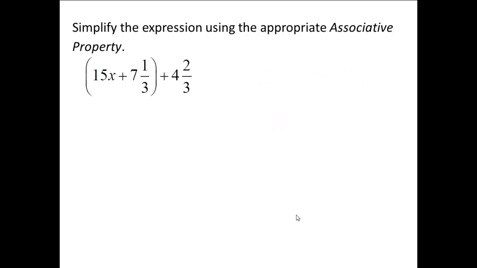We will use the associative property of addition to simplify this expression. The terms being added are 15x plus 7 1/3 plus 4 2/3. On the left-hand side, these first two terms are grouped together, but they are not like terms. One of them has x, one of them does not. So there is no simplification inside the parentheses.